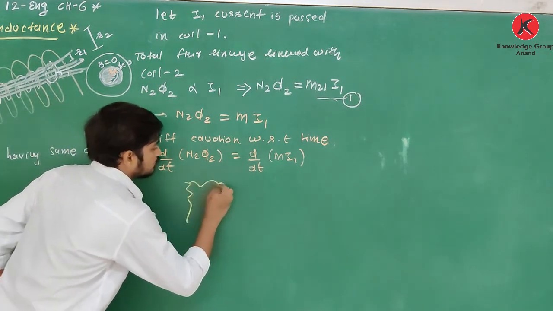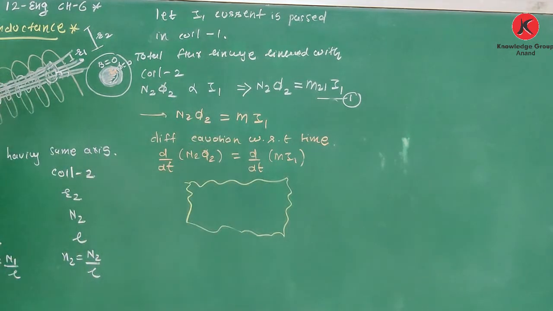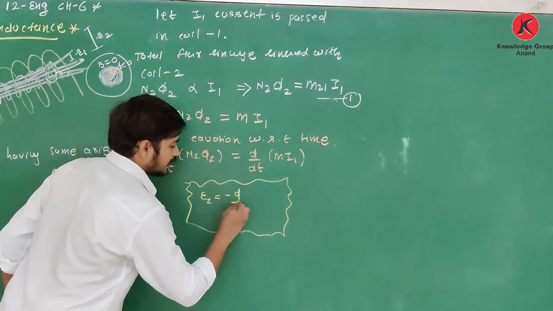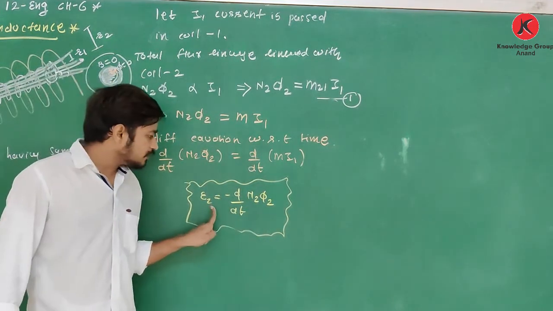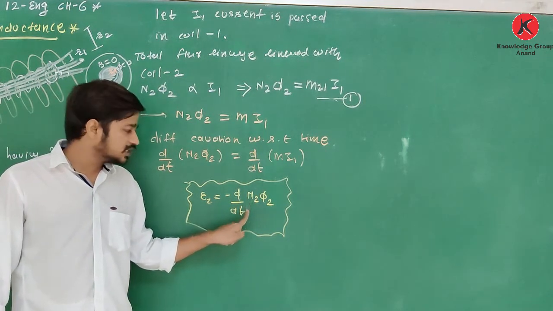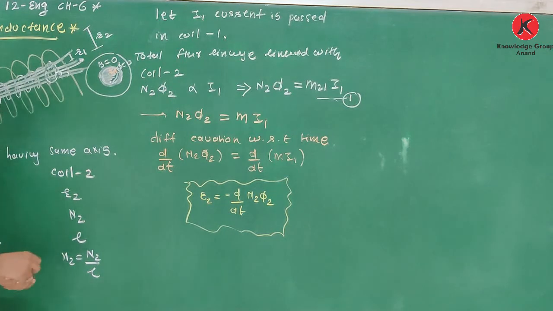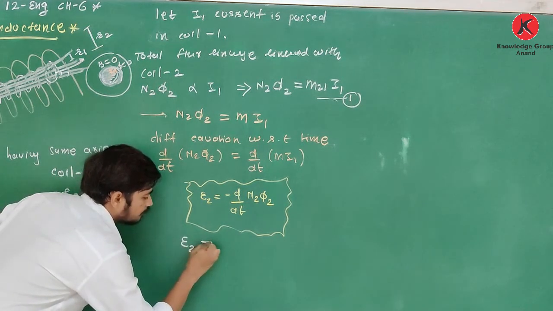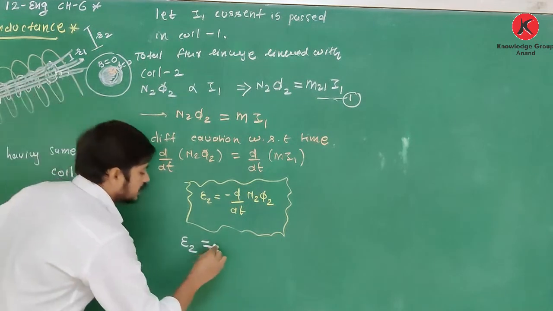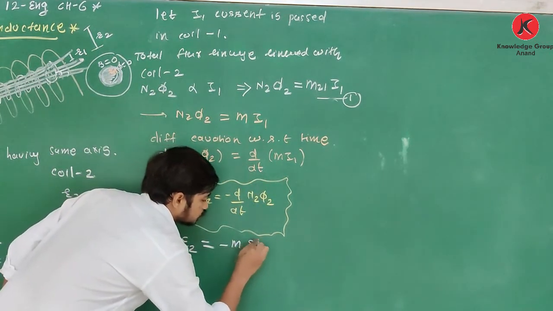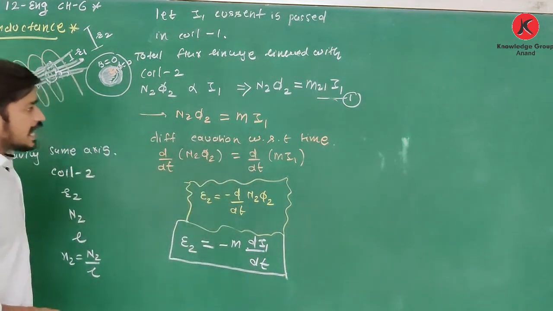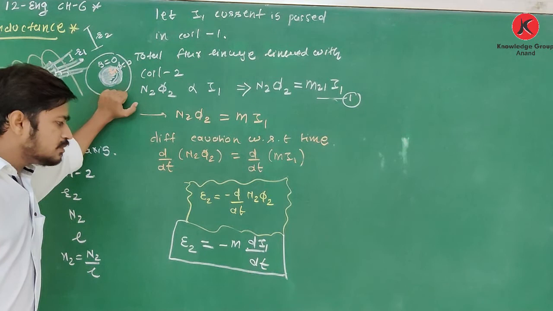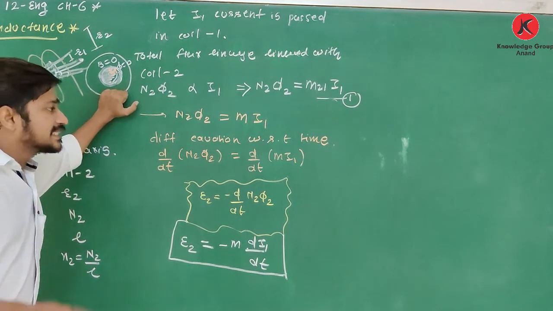Now, we know that according to Faraday's law, E2 is equal to minus d upon dt of N2 phi 2. Yes or no? It is nothing but Faraday's law: EMF is the time rate of change of flux. So here d upon dt of N2 phi 2 I can write as E2. This minus sign I will write on the right hand side. So here it is minus M, the mutual inductance constant, times di1 upon dt. E2 is equal to minus M di1 upon dt. Clear about this?